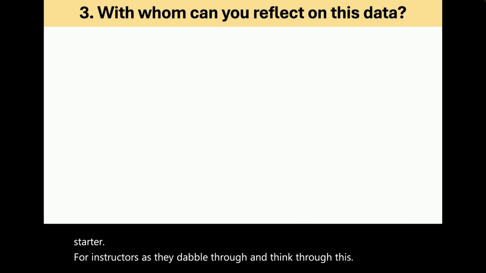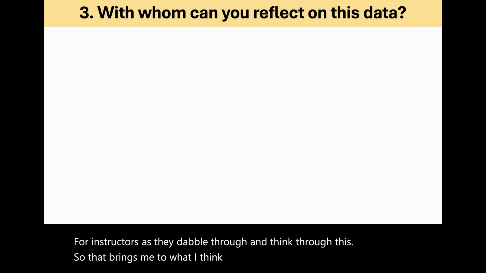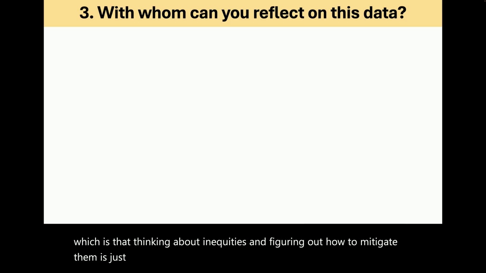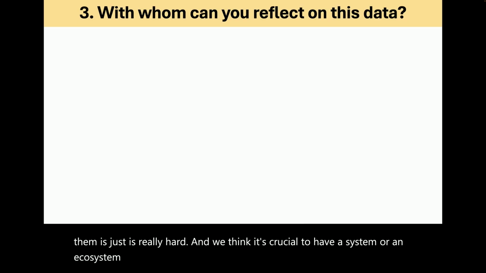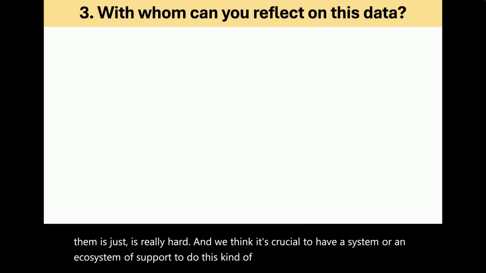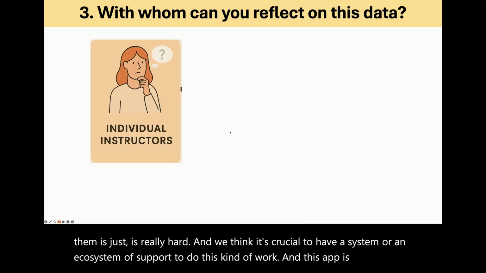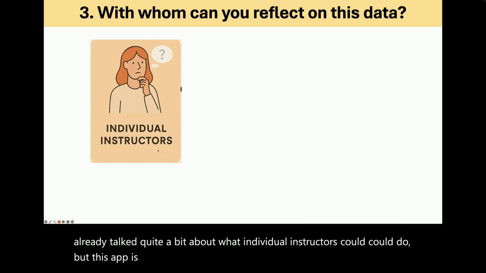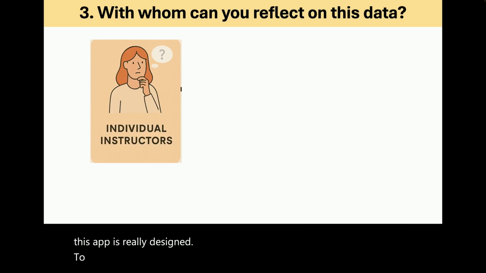So that brings me to what I think is the most important part of this work, which is that thinking about inequities and figuring out how to mitigate them is really hard. We think it's crucial to have a system or an ecosystem of support to do this kind of work. I've already talked quite a bit about what individual instructors could do, but this app is really designed to support multiple levels of reflection.